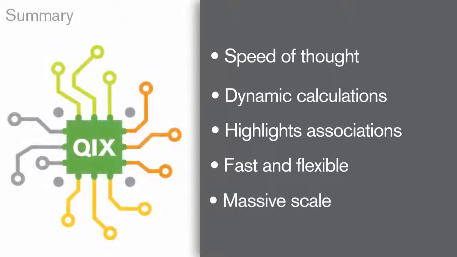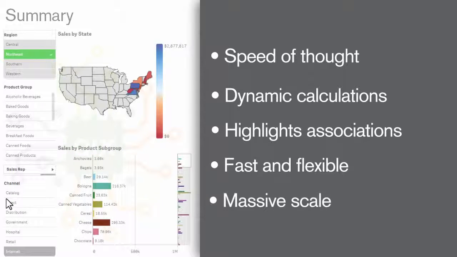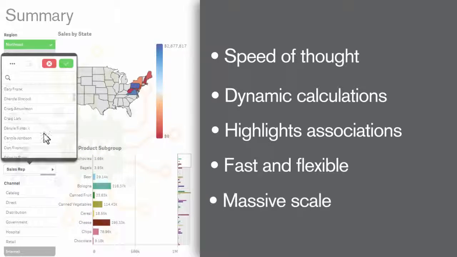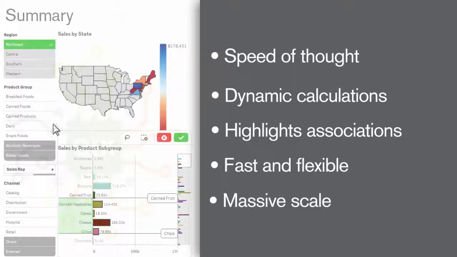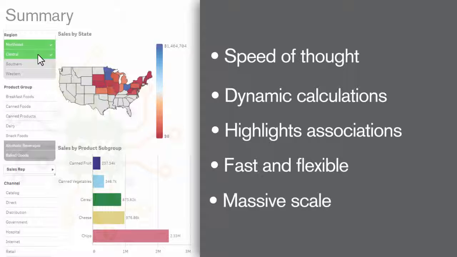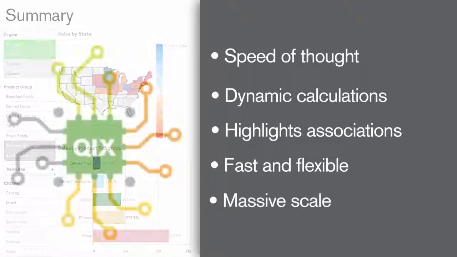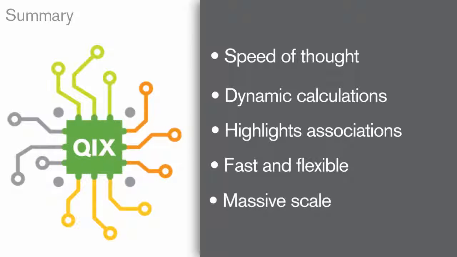The Qlik engine was built for speed of thought response. It dynamically calculates analytics and highlights associations as quickly as you can think of questions. The Qlik engine was designed for fast, flexible, interactive analysis for high volumes of data and large numbers of users. It's our core technology advantage, combining several unique and patented approaches for in-memory, user-driven analytics. And the proof is in the user experience.